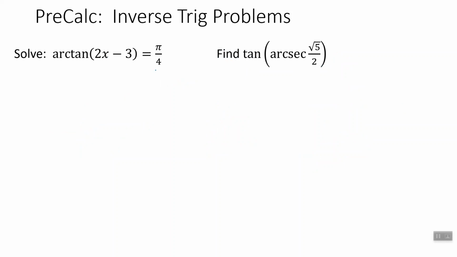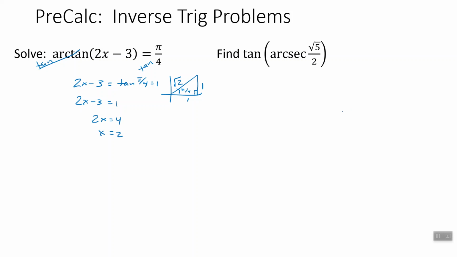All right, we can also do more complicated things like solving equations that involve arctan or other arc-trig functions. What we do here is we get rid of the arctan by taking the tangent of both sides. That's what cancels out arctan. So we're left with 2x minus 3 equals the tangent of pi over 4. The tangent of pi over 4 is just 1. So we get 2x minus 3 equals 1. So we add 3, divide by 2, and there we go.